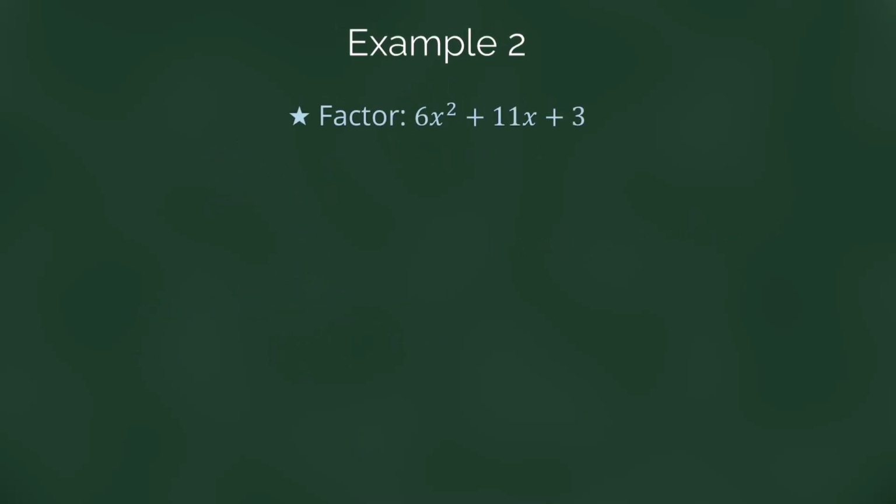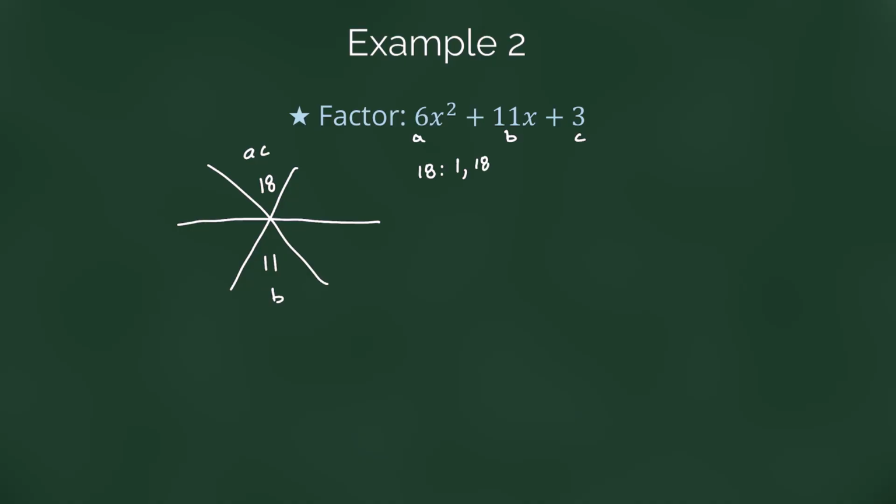All right, we'll try another one. We have 6x squared plus 11x plus 3. Remembering that this is a, this is b, and this is c, we're going to draw our asterisk. AC goes up here and B goes here. So A times C is going to be 18 and B is going to be 11. Now we're looking for factors of 18 that add up to 11. The factors of 18 are 1 and 18, 2 and 9, and 3 and 6. This pair, 2 and 9, adds up to 11.